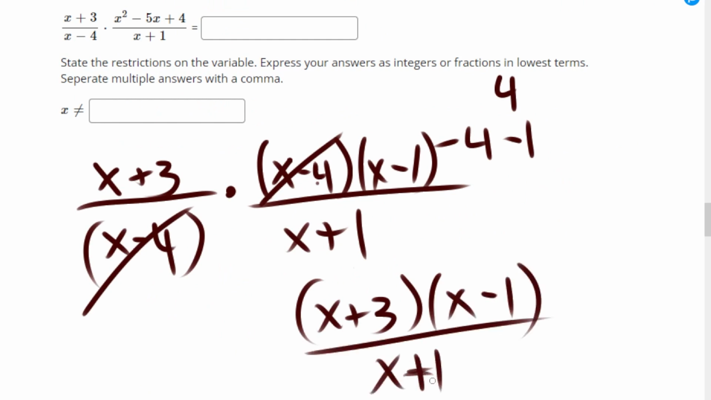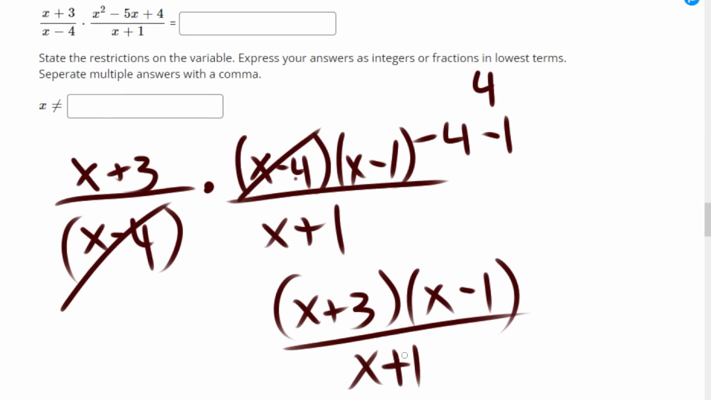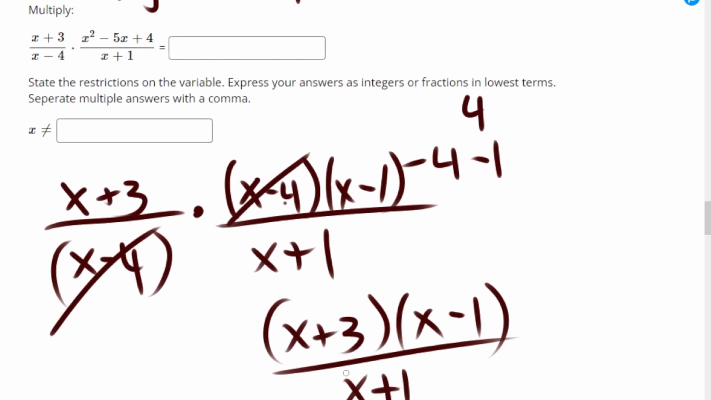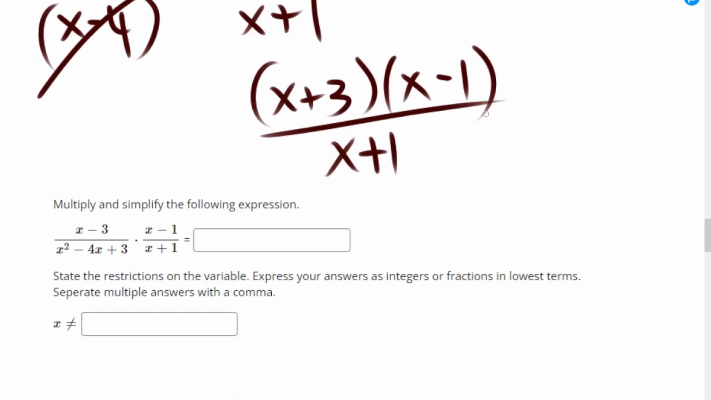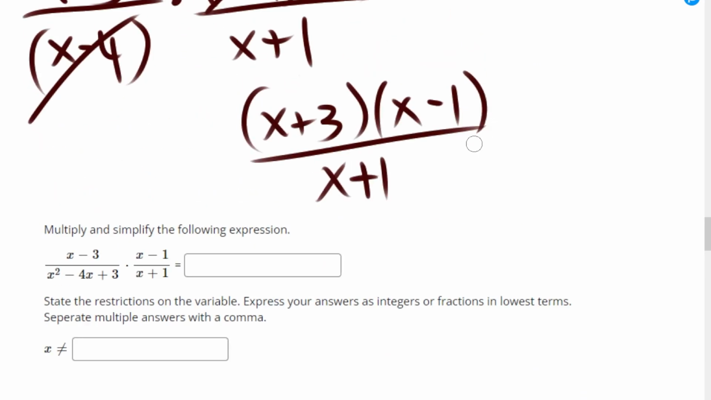I don't believe it wants you to multiply out. Our restrictions are going to be from our original, so positive 4 and negative 1. And our new simplified form is going to be x plus 3, x minus 1 over x plus 1. Yep, easy. Well, I say easy, but it's hard if you don't have as much practice.